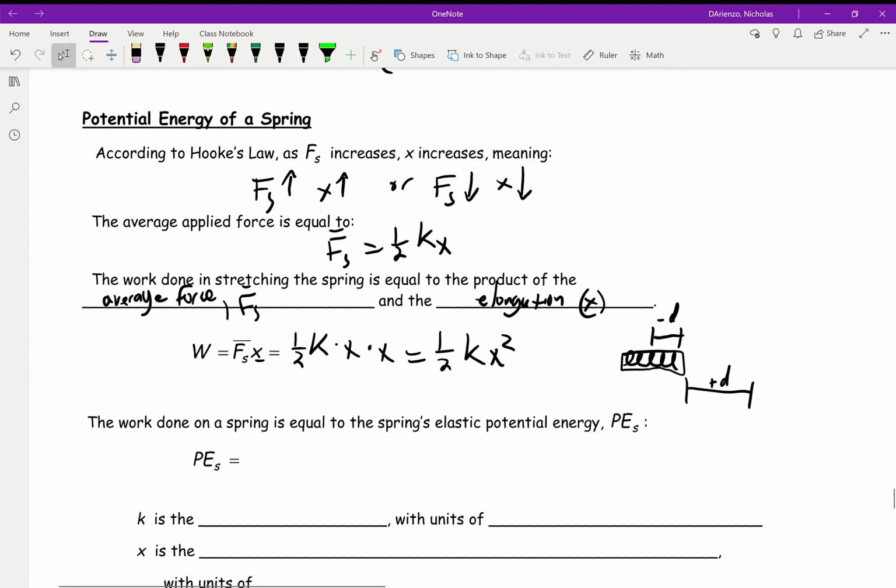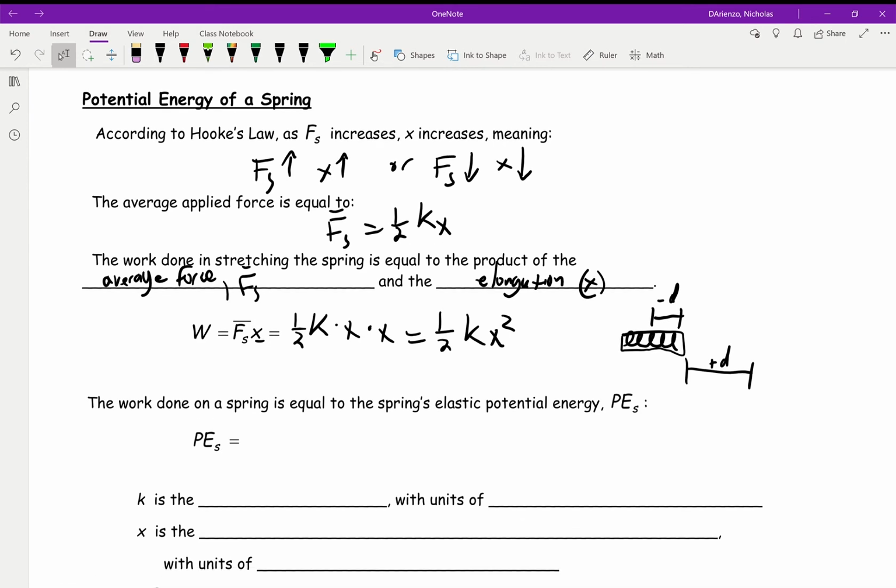Now work, we know, done on an object is equal to its change in potential energy. And the same idea is going to apply here. The work done on a spring is equal to the spring's elastic potential energy, PE sub S, which is equal to that quantity that we just derived there, 1/2 kx squared.